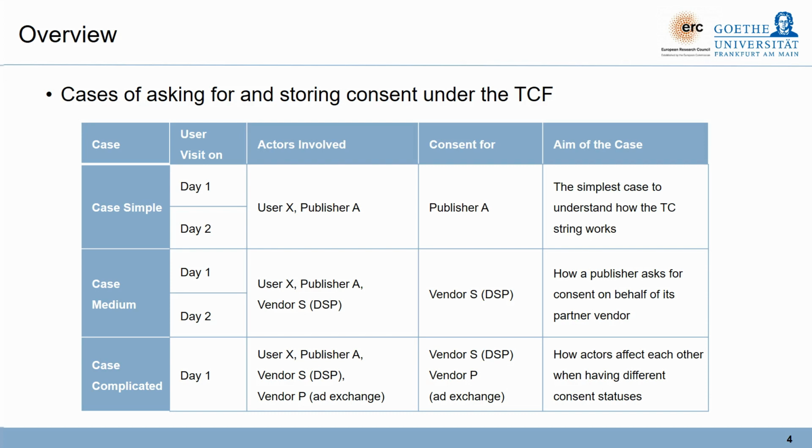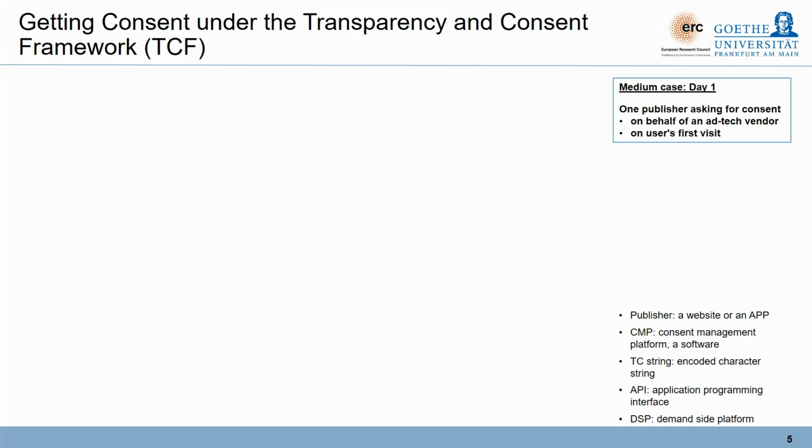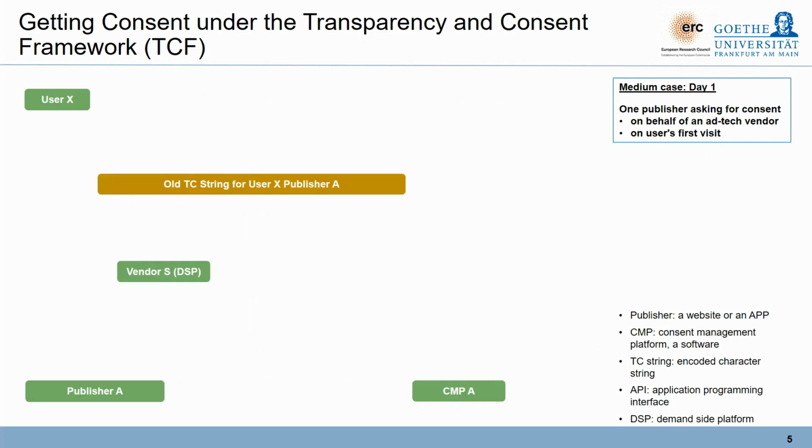For example, a vendor may lose access to a user's data if its partner vendor does not have the user's consent. Let's dive into case medium, where a publisher asks for and stores consent on behalf of a vendor. A publisher, Publisher A, decides to offer ad slots on its website to monetize its content with ad revenue. Therefore, Publisher A chooses an ad tech vendor, Vendor S, from the global vendor list as its partner and notifies CMPA about this change. In this example, Vendor S is a demand-side platform, DSP, where a publisher lists its advertising inventory for advertisers to buy.